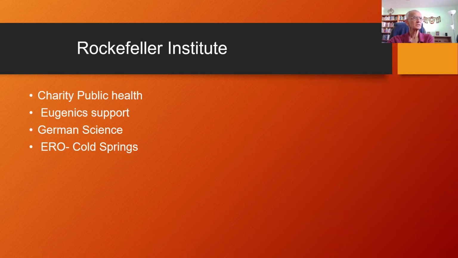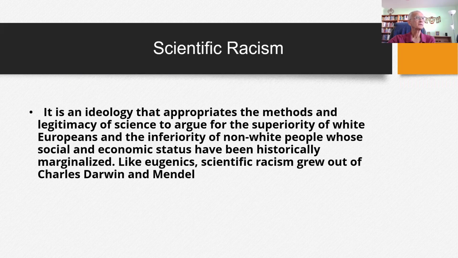And now even prestigious institutions such as the Rockefeller Institute had donated money and given grants to German science. And the ERO, the Eugenics Record Office, was at Cold Spring Harbor, which is still very much a pioneering institution for genetic research. And that was headed by none other than James Watson, recently. He was the Nobel winner for DNA. And so this is truly the definition of scientific racism, the use of science to argue for the superiority of white Europeans.